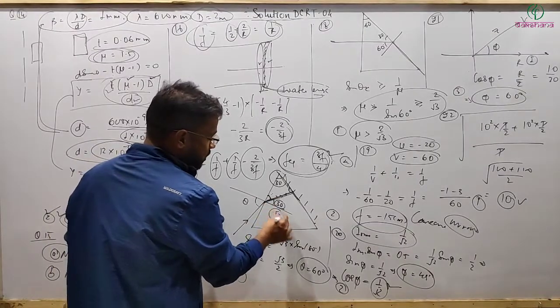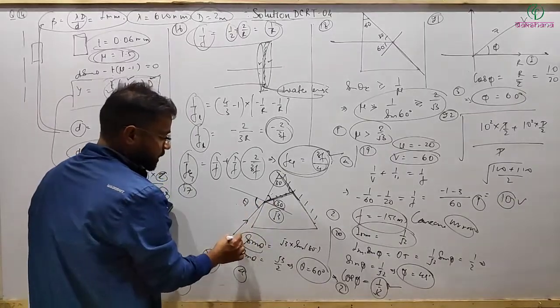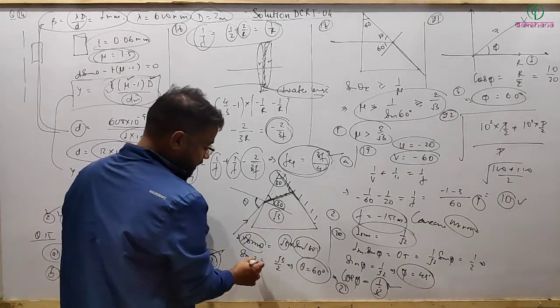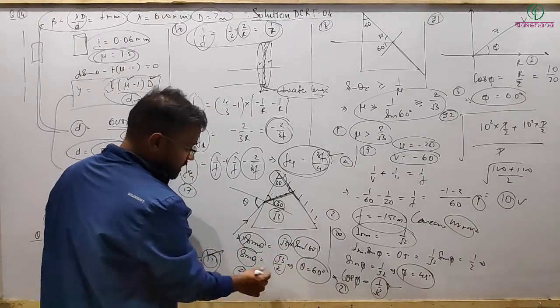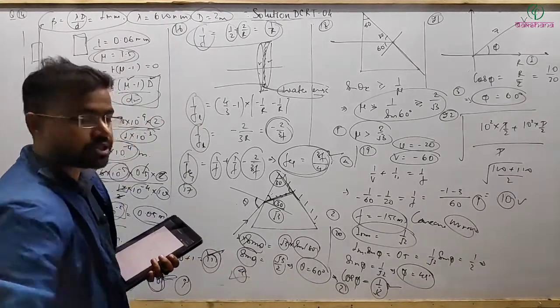Refractive index is given as √3. Here the angle is theta, so we apply Snell's law: 1 into sin theta equals √3 into sin 30 degrees. Simplifying it, we get sin theta equal to √3/2, and that means theta is equal to 60 degrees. That's matching with option number 4 for question number 17.